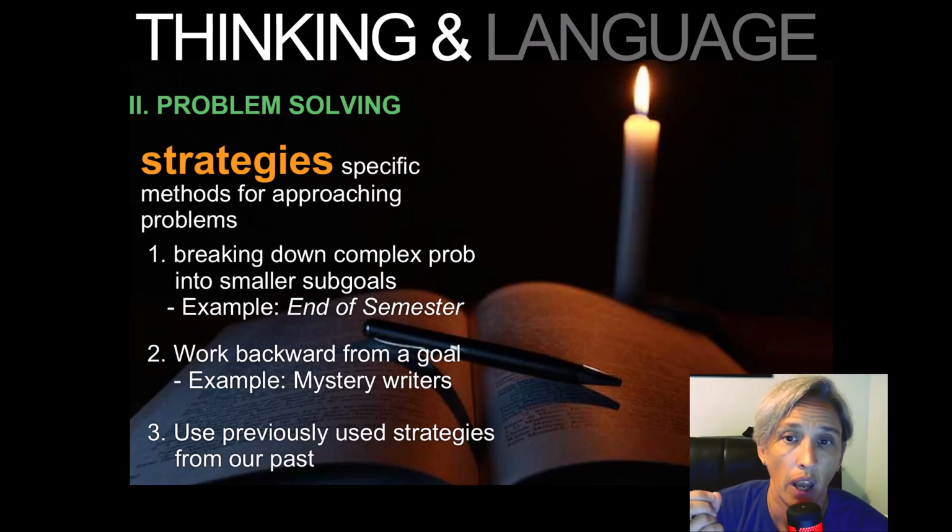Number two, a mystery writer may work backwards from a goal, so they know the plot twist at the end and where they want the story to go, so they just have to flesh out the characters and the different twists and turns to get to the end of the book. Or number three, use previously used strategies from our past. And that is one that we use frequently because it's based on prior experience. If something has worked for us before, we're likely to repeat it. So that is a method of solving problems that we're going to investigate here.